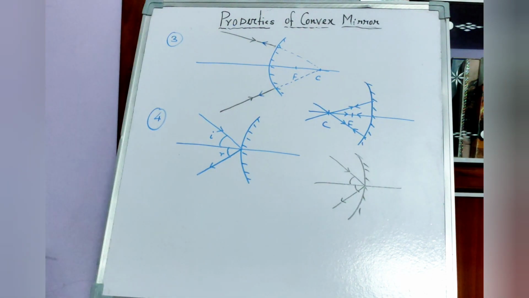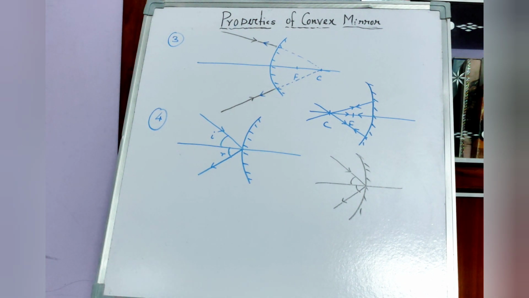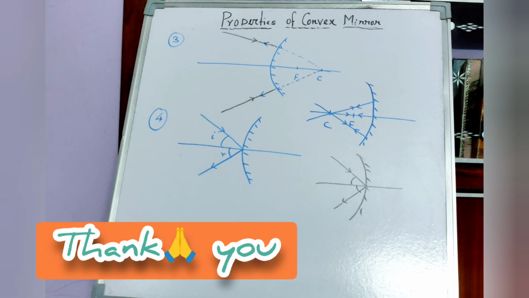So these are the four basic properties of the convex mirror, and the comparison of the convex mirror with the concave mirror I have also shown here.